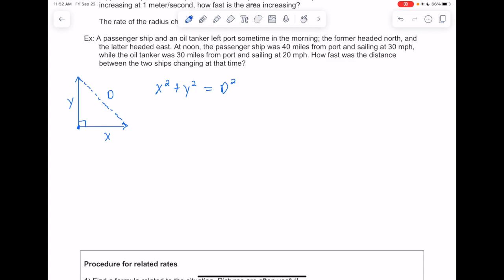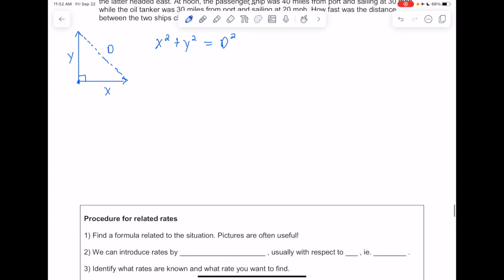So I know they told us how far the different ships have traveled, but these distances are changing over time. And so we want to make sure we leave them as variables for now. We'll come back and plug in numbers for them later. But we've now accomplished step one. We found a formula that is related to the situation. We used this picture to help us get there.